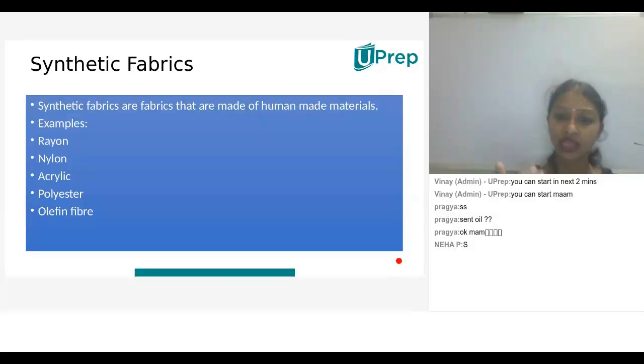Okay. So in these many examples we have discussed rayon and nylon. But what are the advantages? What are the simple properties of a synthetic fiber? We should know the properties of a synthetic fiber. First one, the appearance of the synthetic fiber is much more lustrous than the natural fiber.